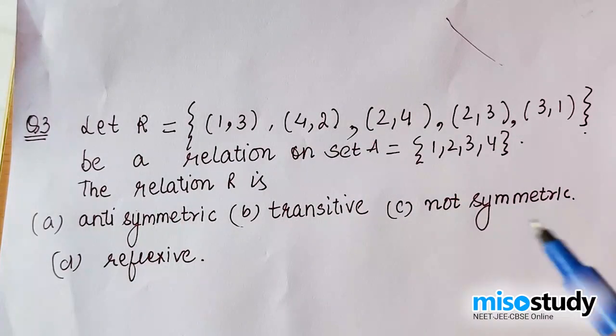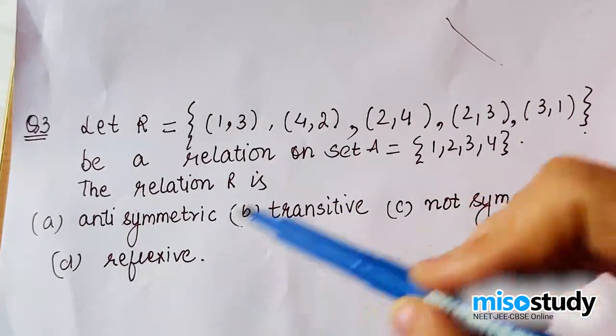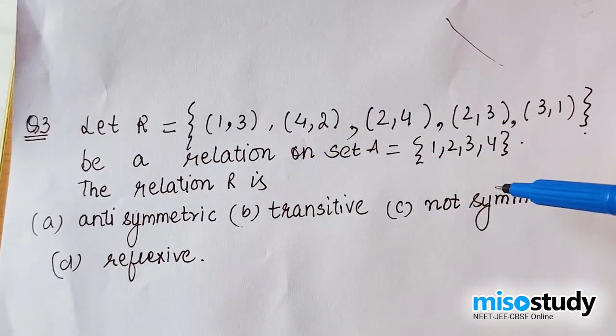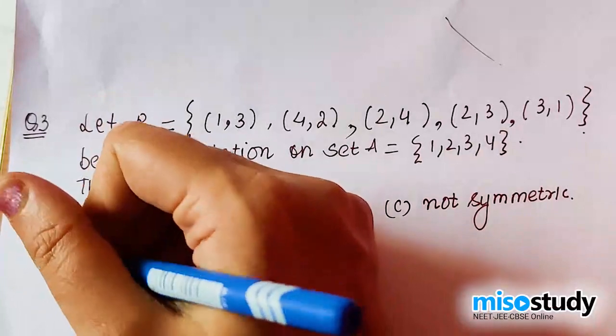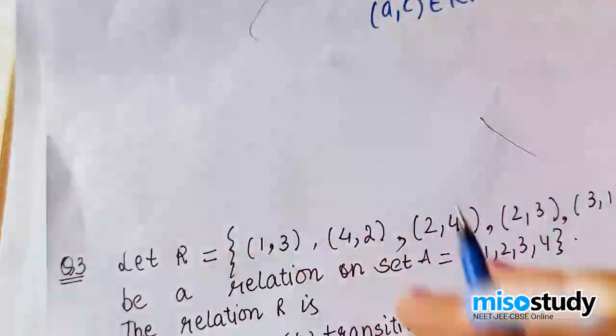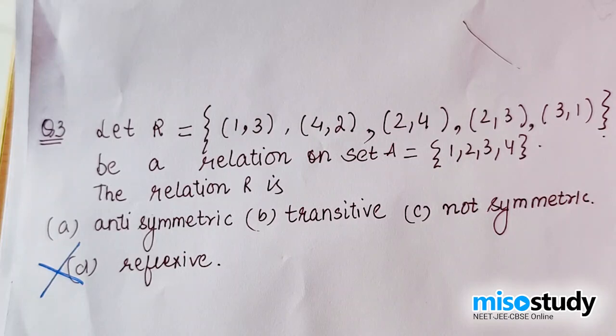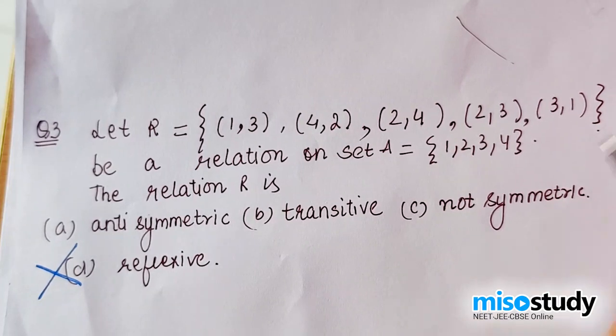So first of all, let's talk about the easiest one, reflexive. If I want that relation to be reflexive, we must have (1,1), (2,2), (3,3), (4,4). It is certainly not reflexive. So let's cross it because I don't have (1,1), (2,2), (3,3) and (4,4). Coming to transitive. So let's see for the transitivity.